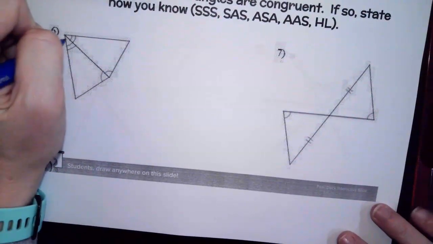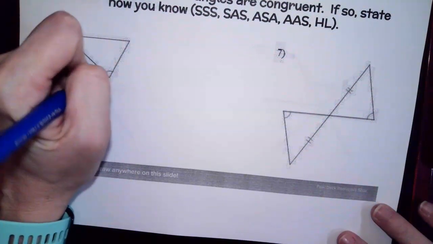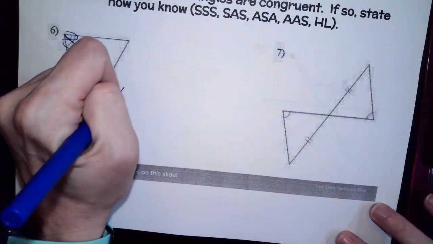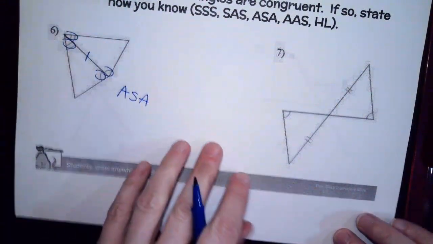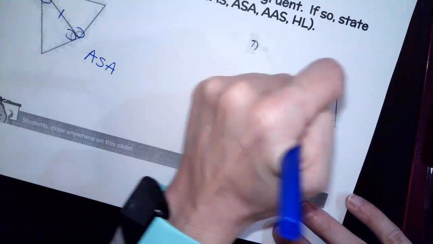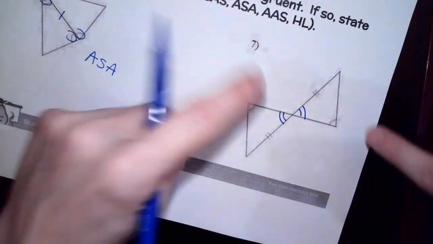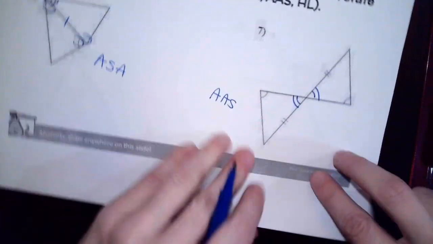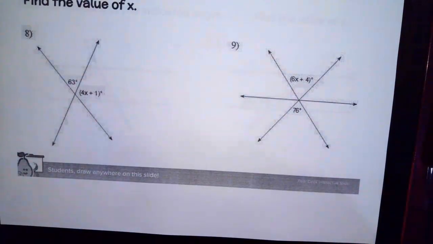Alright, right here I have a pair of angles that are congruent and another pair of angles and then a pair of sides. So this is angle, side, angle. Right here, another pair of angles right there. So angle, angle, side. Alright, a little bit more review.